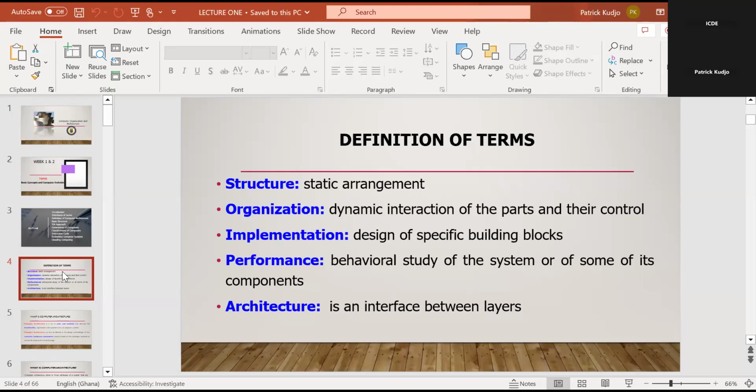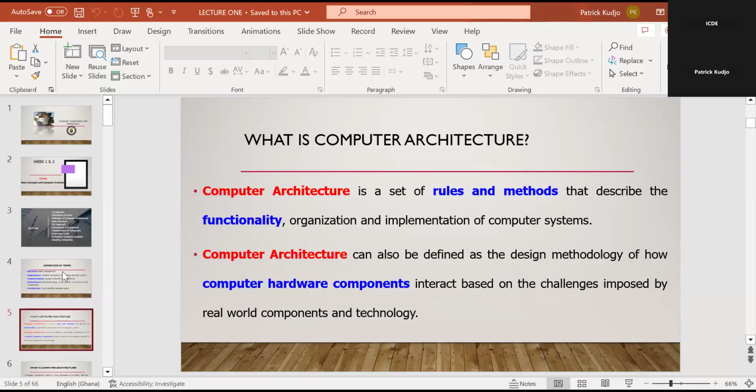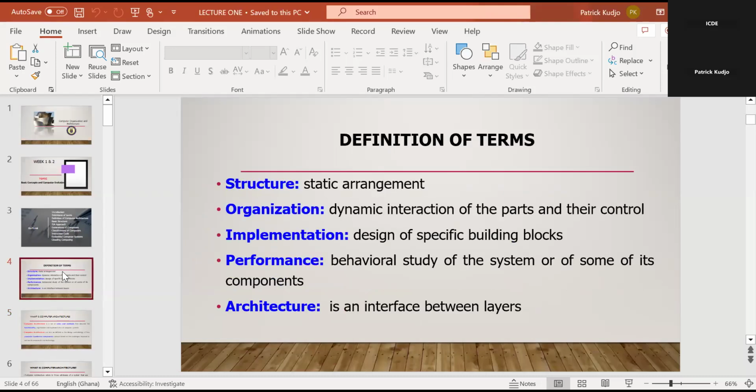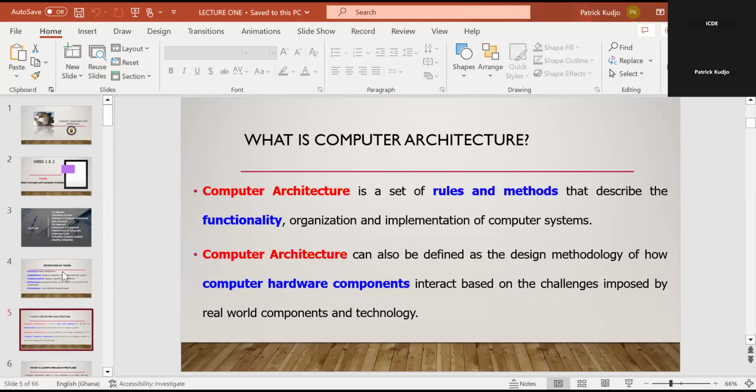What is an architecture? An interface between layers. Now let's go on to computer architecture. So a computer can be defined as an electronic device that accepts data as input, processes, stores, and gives an expected output. Now we just defined an architecture as an interface between layers. Now we want to look at computer architecture.